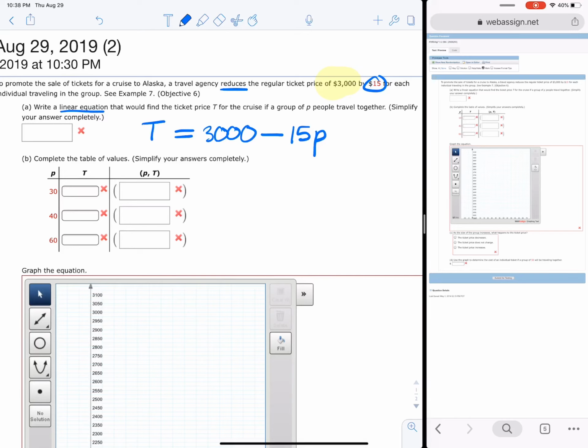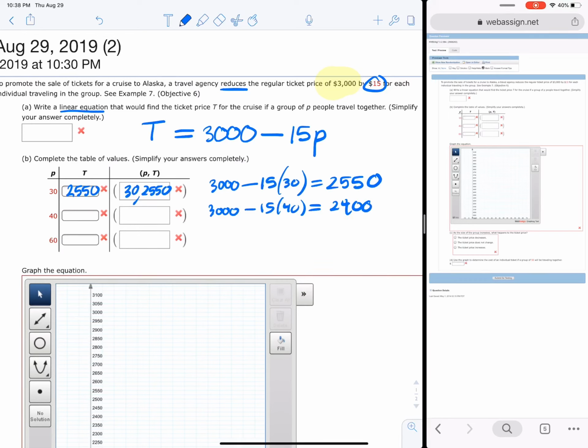If we plug in 30 here, we have to find the ticket price. So we're just going to subtract, right? 3,000 minus 15 times 30. I think that's 2550. Here we have to put an ordered pair, so 30 comma 2550. If I plug in 40, we're going to get 3,000 minus 15 times 40. That's 2400. So 40 comma 2400.